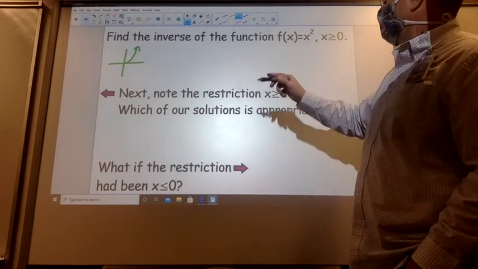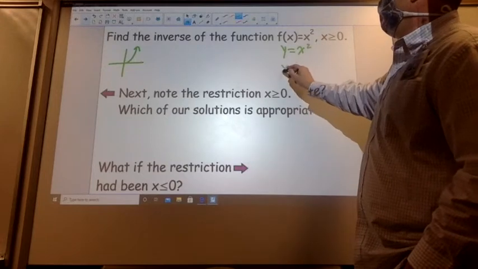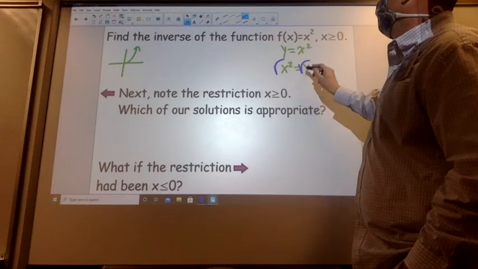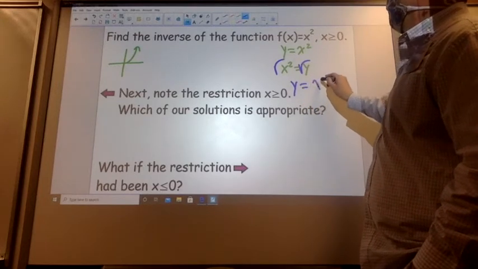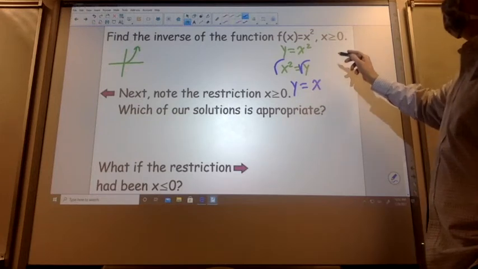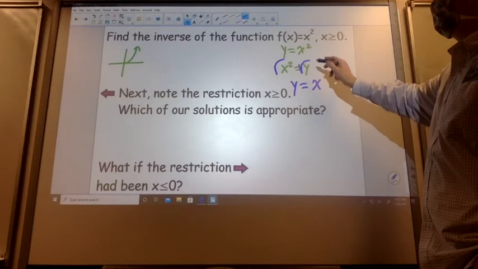So on the last screen it said, hey, make f of x y, flip x and y, take the square root. Did I do that right? Flip-flop x, y? Oh, square root. That should have been.